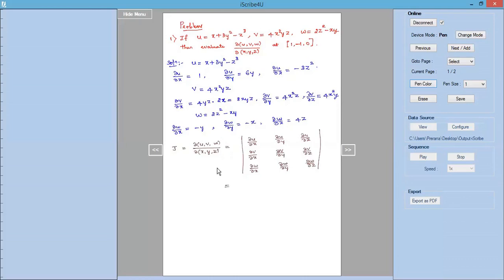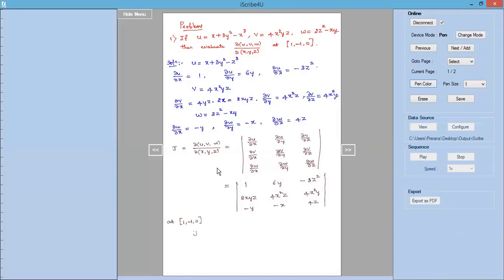So ∂u/∂x, ∂u/∂y, ∂u/∂z gives us 1, 6y, −3z². Second row, 8xyz, 4x²z, 4x²y. And the third row, −y, −x, 4z. Now we do not evaluate this 3 cross 3 determinant directly. At the given point, we will evaluate it. At the point (1, −1, 0).